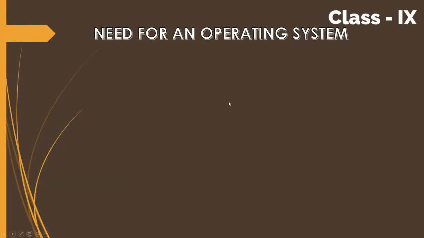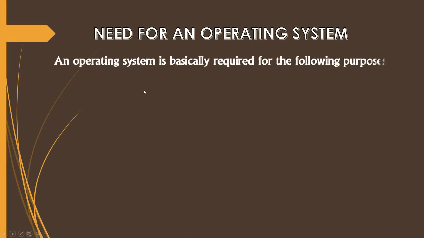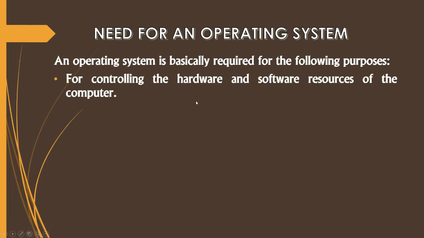Next, the need for an operating system. Why do you need an operating system? To operate the computer. An operating system is basically required for the following purposes. First of all, for controlling the hardware and software resources of the computer. The computer is a machine, it is hardware only, and inside it we install many software programs for the user's purposes. So to control the hardware and software resources of the computer, we need an operating system.